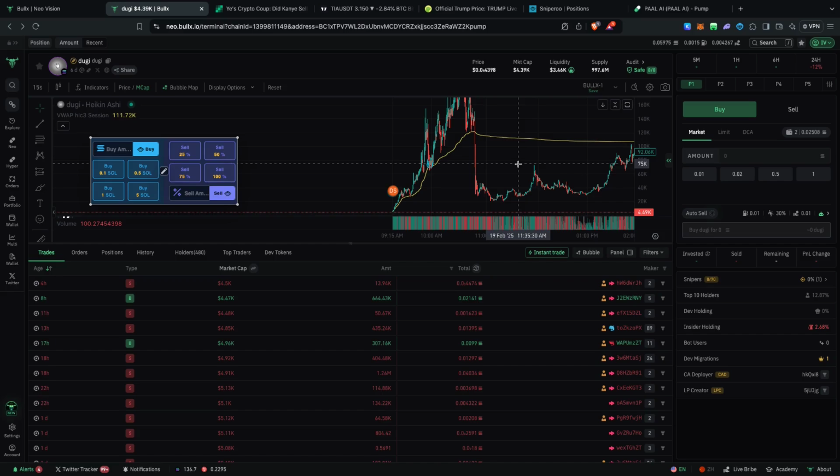Now, the only important thing that you have to remember is a lot of these coins are not really going to have a lot of liquidity. So this is one of the reasons why you're most likely not going to be going beyond 5 Solana.